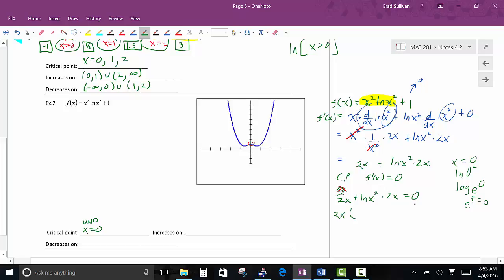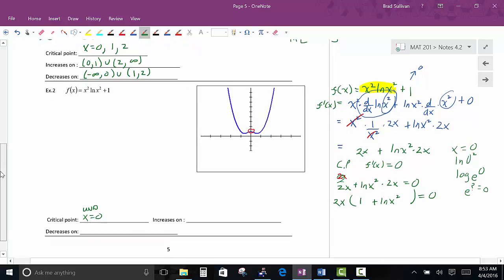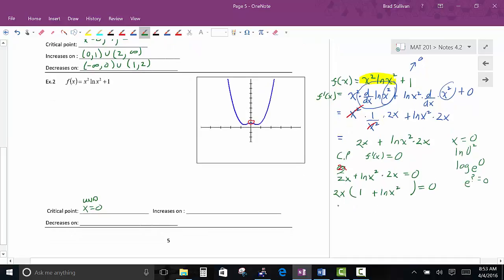Okay, so we've got 2x. You have to multiply 2x by 1 to get 2x. You have to multiply 2x by ln x squared to get that right there. Okay, just check it in your head. 2x times 1 is 2x. 2x times ln x squared is that expression right there. Then what you've got to do is, since you have two factors, you've got to take each factor and set it equal to 0, and you've got to solve each equation. Okay, usually it's the ones with the logarithms that students struggle with because of background issues.